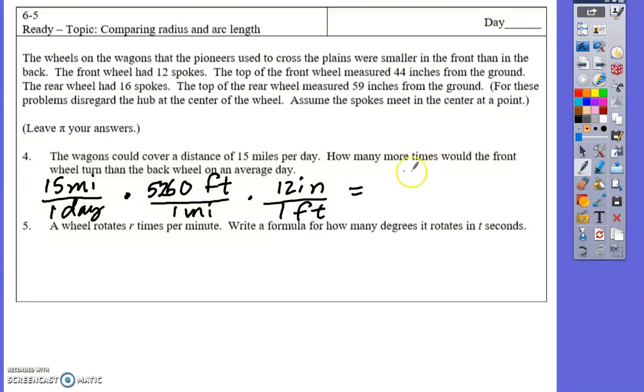means that the wagon could cover 946,800 inches in 1 day. Okay, and so then all you need to do is divide that number by the circumference of the front and the circumference of the back. Pretty straightforward. A wheel rotates r times per minute, right? For how much rotates in seconds, and again, you're going to do a conversion factor for that.